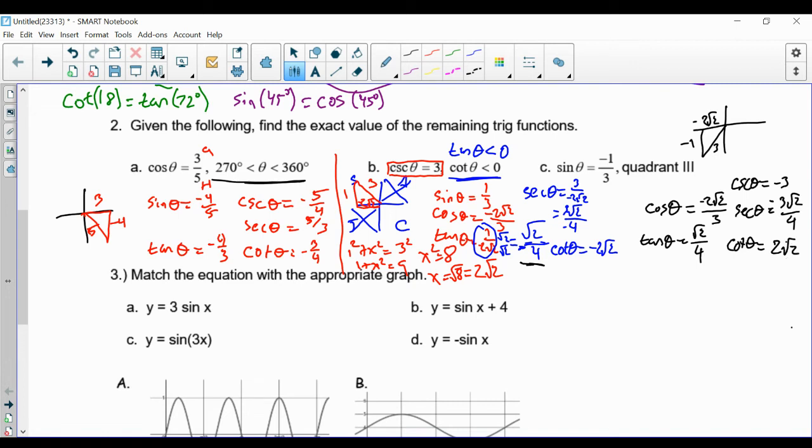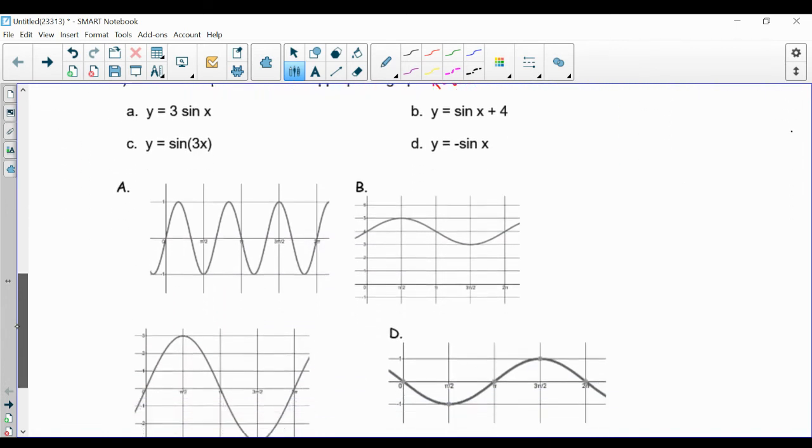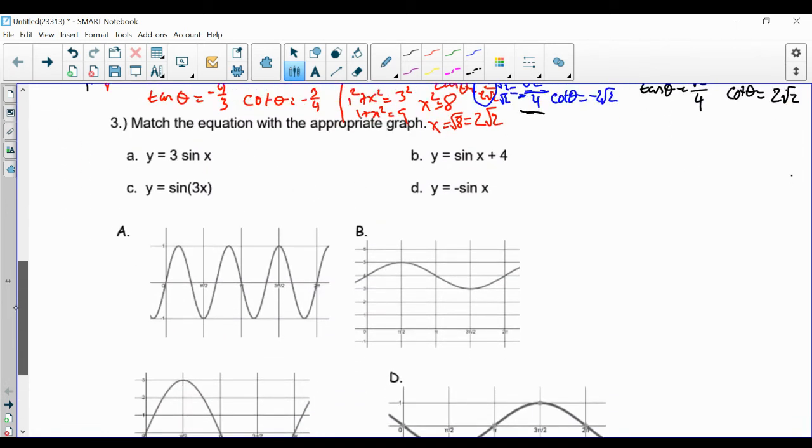Okay, so part C, if you did part B, part C was actually not as much work because you already did all the work. All right. So now the last ones on this page is this little bit of matching.